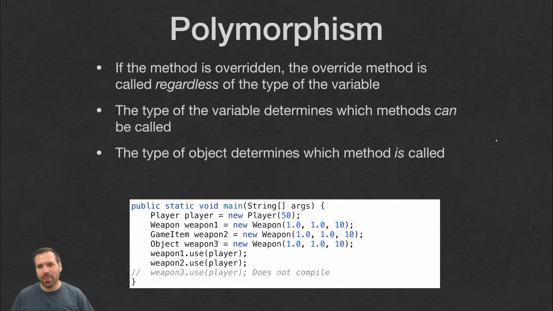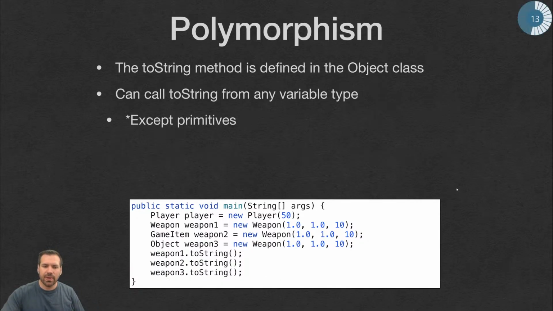And I'll repeat this a whole bunch of times today, especially when we go through the trace, is that the variable type determines if the method is allowed to be called, but when the method is called, it's the object type being referred to, which in all three of these variables is weapon. It's the object type that determines what's actually going to happen when that method is called and which version of that method is going to be called.